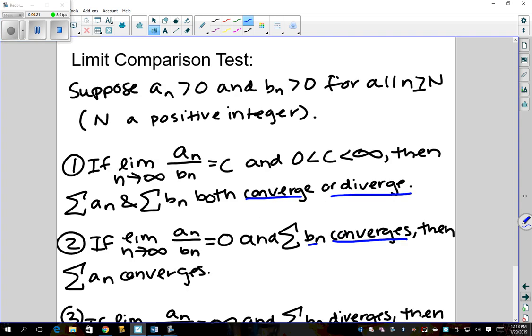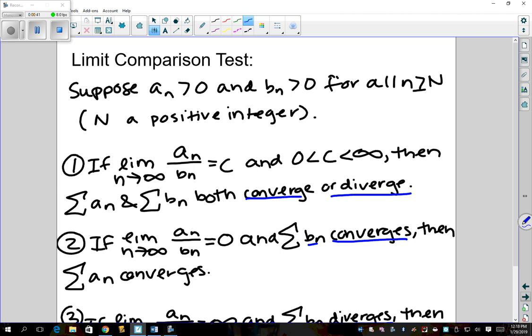So this is kind of the long drawn out statement. Suppose we have a sub n greater than 0 and b sub n greater than 0 for all little n greater than or equal to big N, where n is a positive integer. So basically just defining our bounds. There are three scenarios.